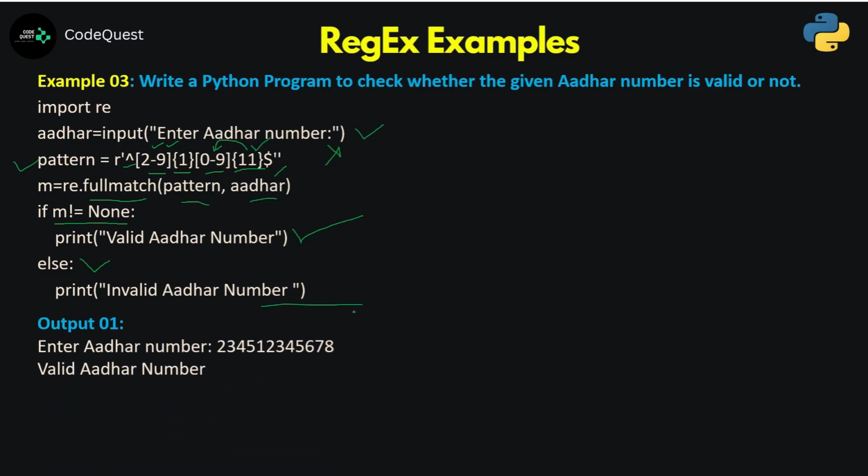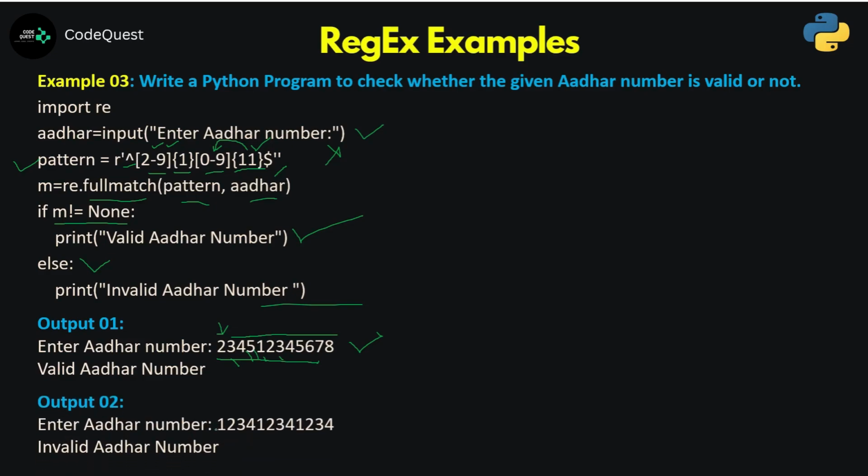Now let's see one output. So here we have passed this number. You can see the very first digit is 2, which is matching with this particular pattern, which says that any of the digits between 2 and 9 is accepted. Now followed by these digits, if you count exactly, they are 11 digits actually. So exactly 11 digits we are expecting, any digit 0 to 9. So this is matching with the pattern. Hence it is a valid Aadhaar number.